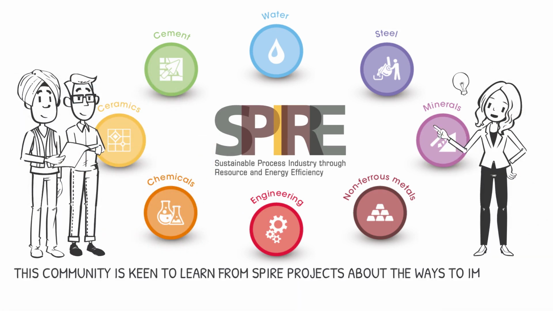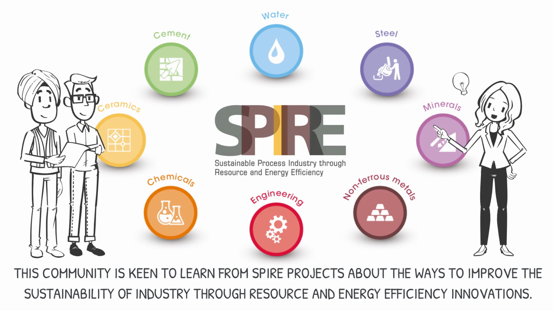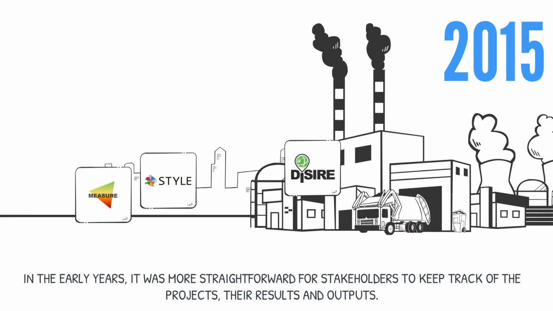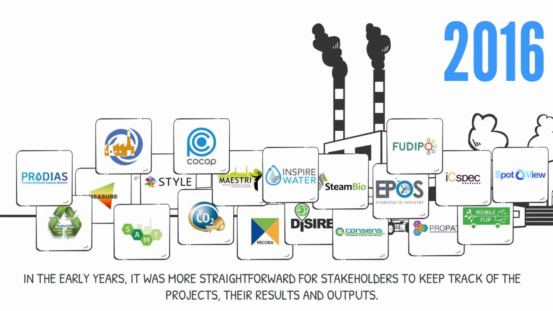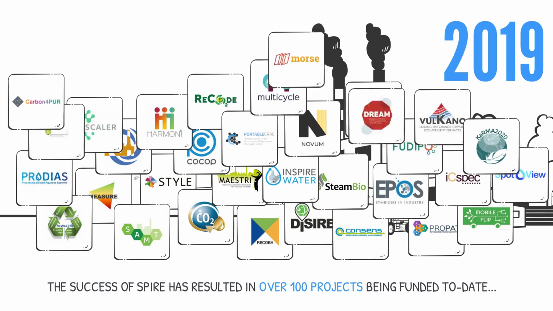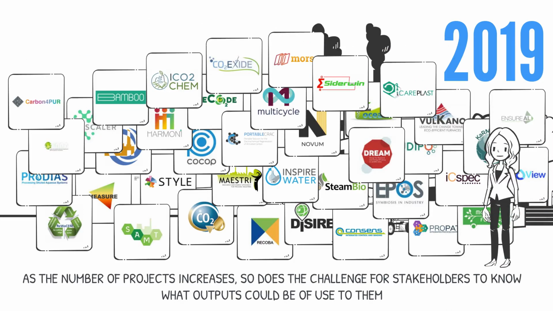This community is keen to learn from Spire projects about the ways to improve the sustainability of industry through resource and energy efficiency innovations. The first Spire calls were in 2014, and in the early years it was more straightforward for stakeholders to keep track of projects, their results and outputs. The success of Spire has resulted in over 100 projects being funded to date. As the number of projects increases, so does the challenge for stakeholders to know what outputs could be of use to them.